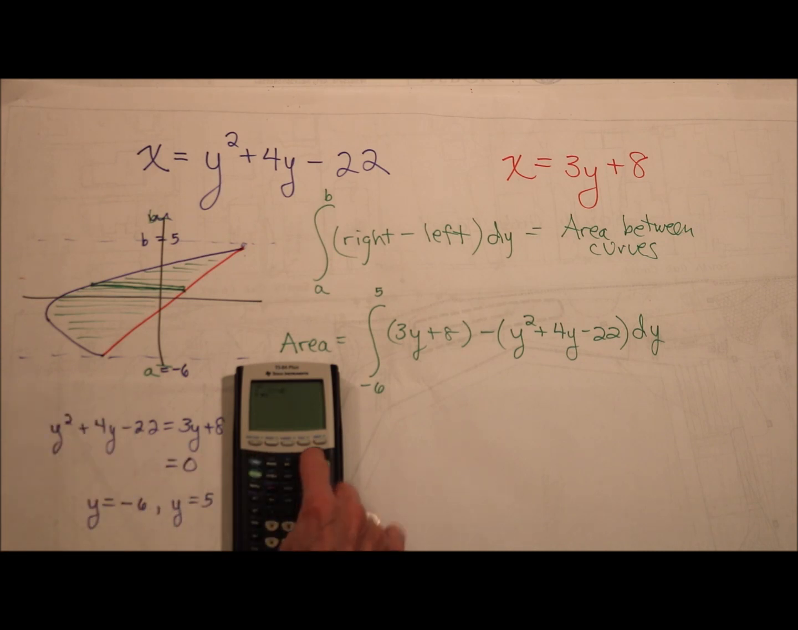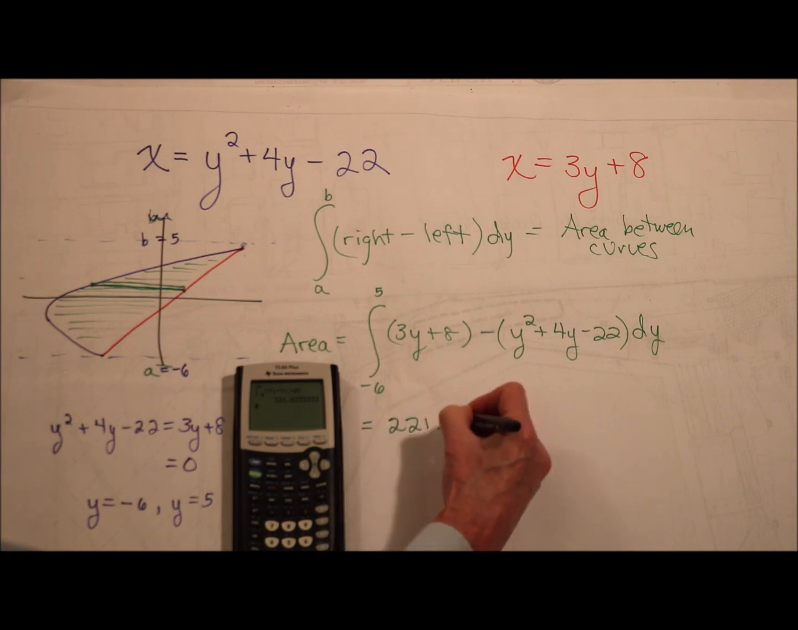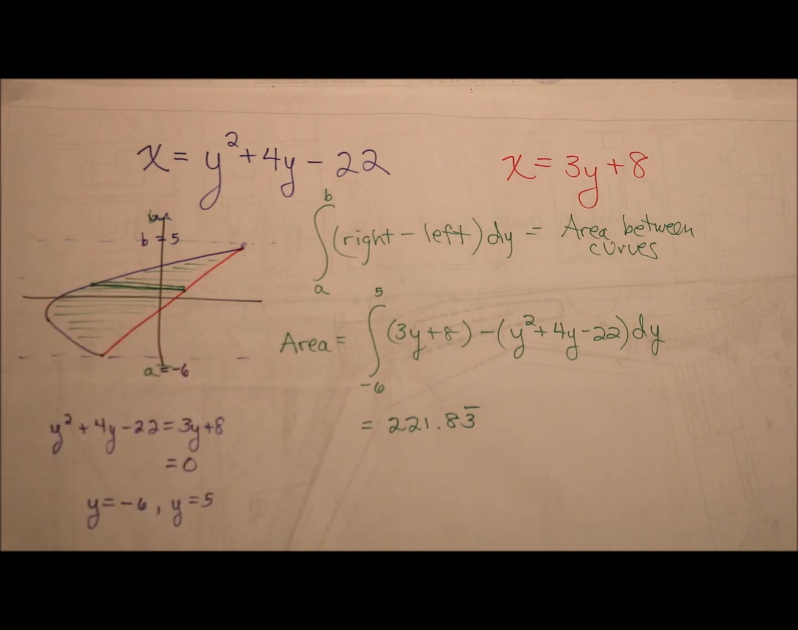From -6 to 5, I already put the functions in my calculator, so I think that first function I had under y2. Yep, that's right. So alpha trace gets me y2, minus alpha trace gets me y1. And we have a nice area of 221.83 repeating square units. That wasn't that bad at all.